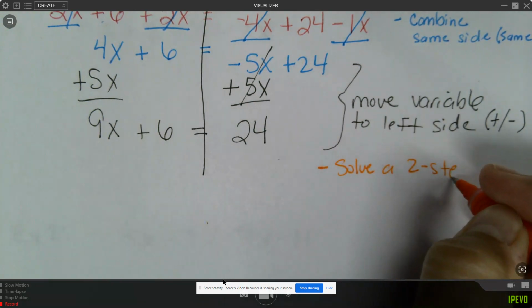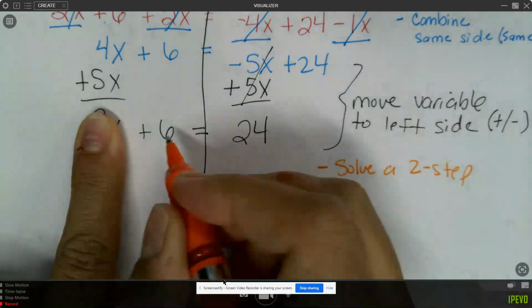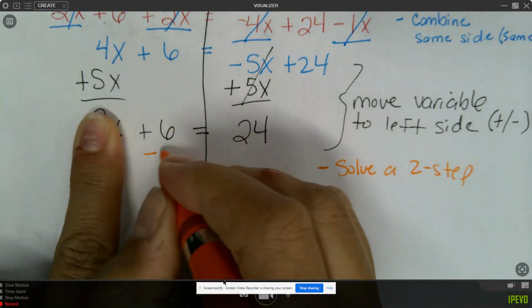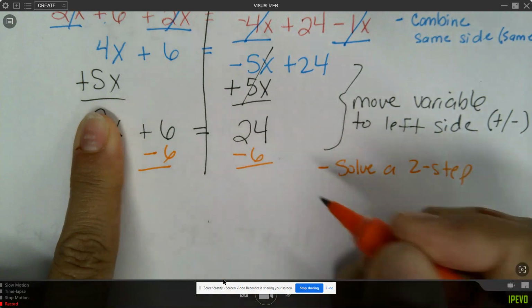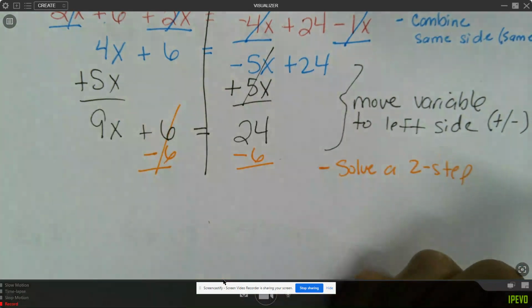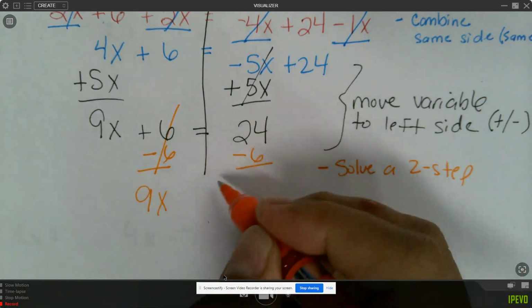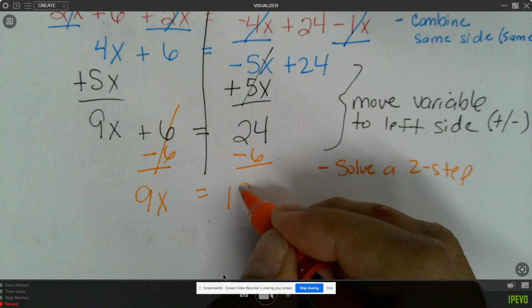Now, if you remember how to solve a two-step, find the variable, cover it up. Whatever is on the same side with your finger, you're going to get rid of it by doing the opposite. Remember, opposite sign, when we're adding and subtracting, that is. And then you bring down the 9x, bring down the equals, bring down the answer to that.